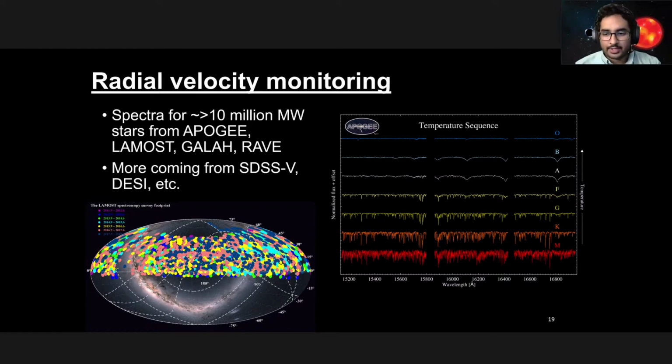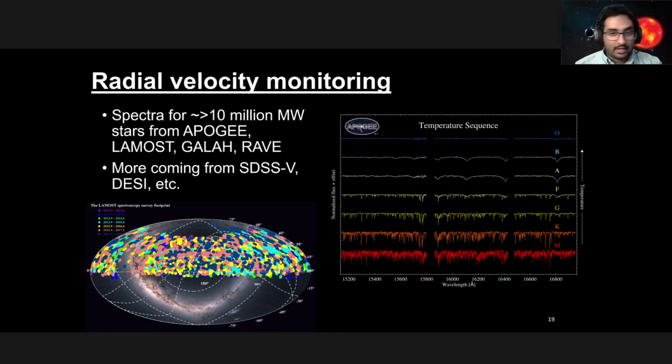In the last few years or so, this method has become very popular to search for binaries, and not just the compact kind. This is largely thanks to the advent of large wide field time domain spectroscopic surveys like APOGEE, LAMOST, GALAH, and RAVE. Collectively, they have built a massive dataset with spectra for more than 10 million stars in the Milky Way. This is truly incredible, and it has led to many awesome results in the fields of galactic chemical evolution and asteroseismology, to name a couple.